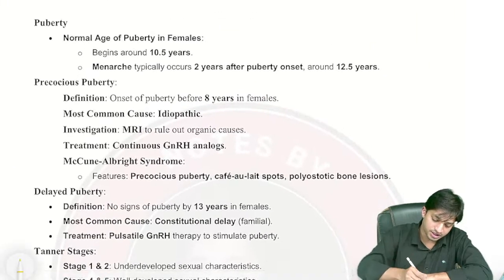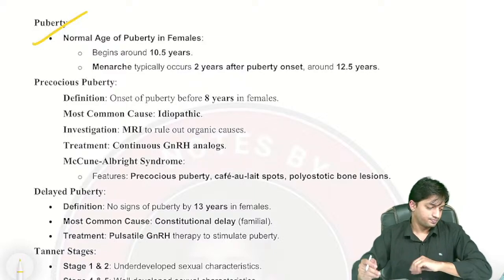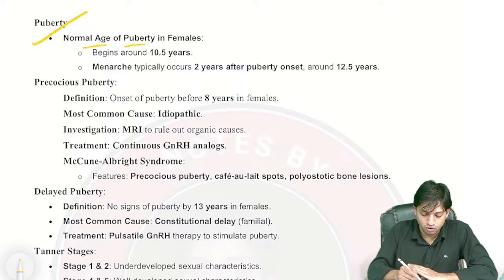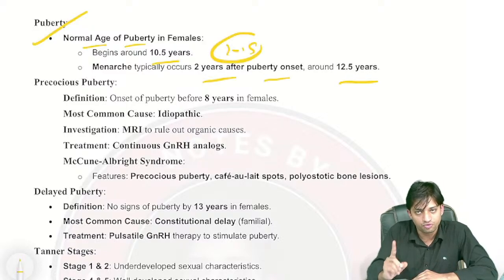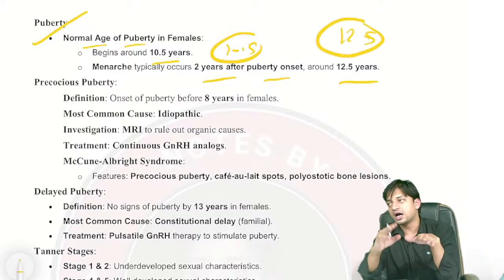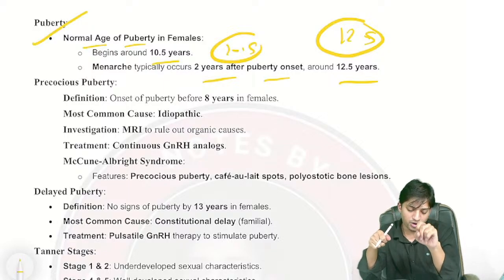Now coming here to the topic that is puberty. In puberty, you will see the normal age of pubertal females. You know puberty, when will it begin? Around 10.5 years, right? Menarche typically happens 2 years after the onset of puberty, that is 12.5 years. Remember very easily, menarche will happen after 12.5 years. Puberty will begin after 10.5 years, right?